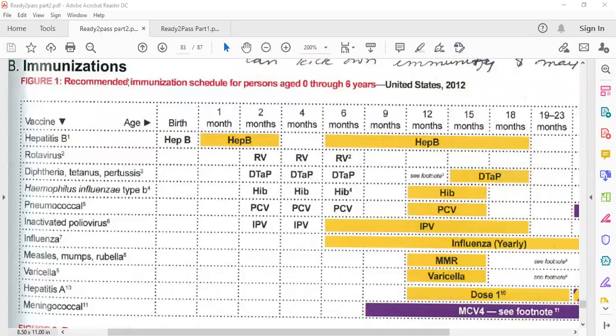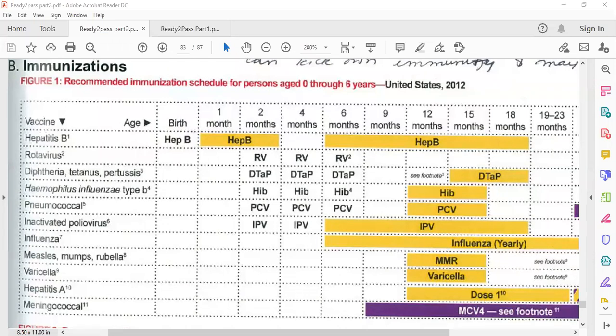So immunization here. In this picture, you can see the immunization disease list: hepatitis B, rotavirus, diphtheria, tetanus, pertussis, Haemophilus influenzae, pneumococcal, inactivated polio, influenza, measles, mumps, varicella, hepatitis A, and meningococcal vaccine.